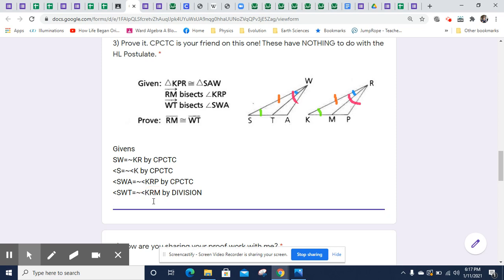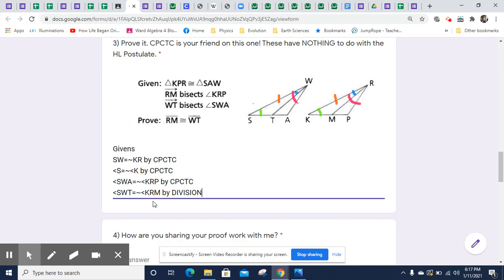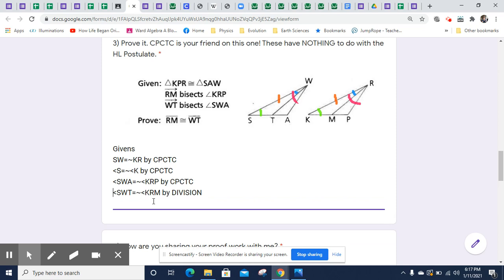And now we can say that RM is congruent to WT by, I'm sorry, actually I've got to do one more thing. We're going to say that, rename these triangles. Since we've labeled them as angles, now we can call them triangles. The triangle has three vertices that happen to be of those angles. Okay, so we can do that now by angle side angle.